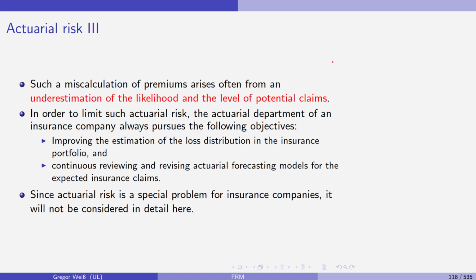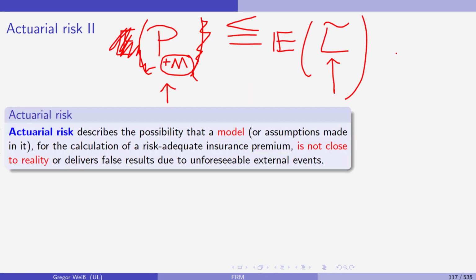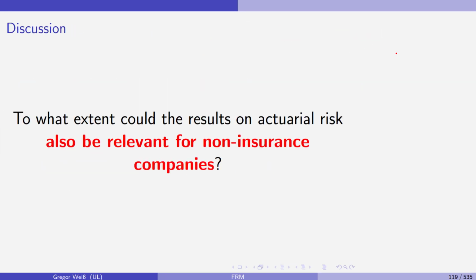And such a miscalculation of premiums often arises from an underestimation of the likelihood and the level of potential claims. Especially in non-life insurance, you're interested in the losses and the number of losses, the number of claims. So how big are the losses and how many losses do you have? So what you need to do is improve the estimation of the loss distribution and continuously review and revise your actuarial forecasting models for the expected insurance claims. And this again is specific to the insurance sector, so we're not talking about this in detail, but as you can see, it's closely related to what I want to discuss with you next.